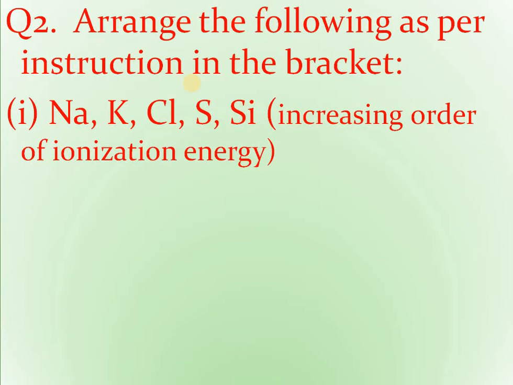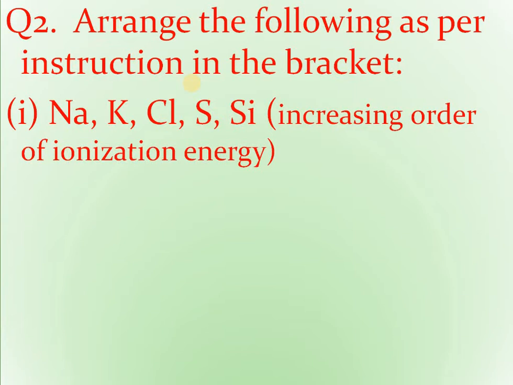Next, in regard to the periodic properties, we again have ionization energy. You know that as the atomic size increases, ionization energy will decrease. The opposite is there. So first see whether it is a period or a group. Sodium, potassium, chlorine, sulfur, silicon. It is mixed, so we have to check whether period or group.